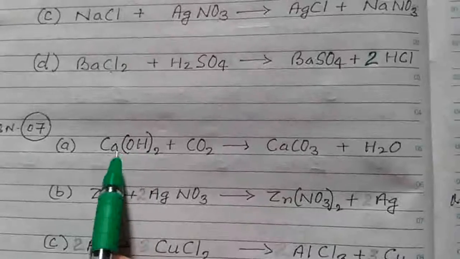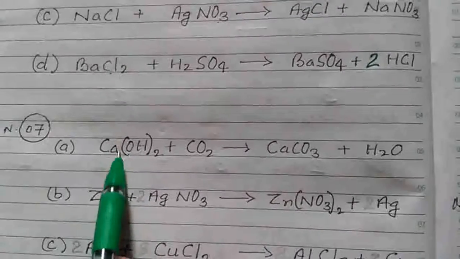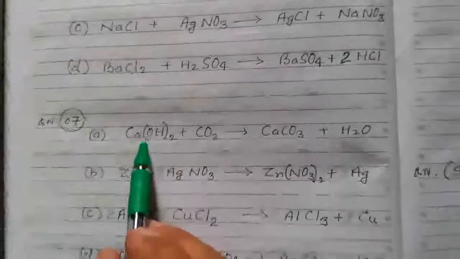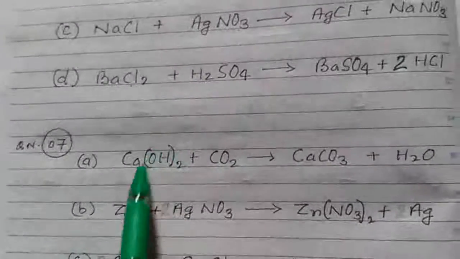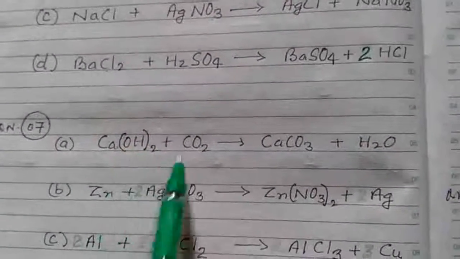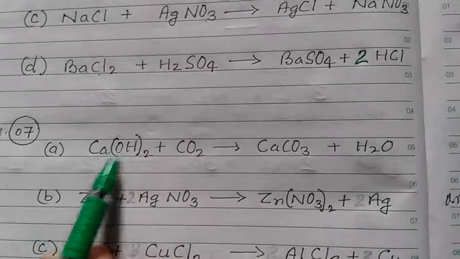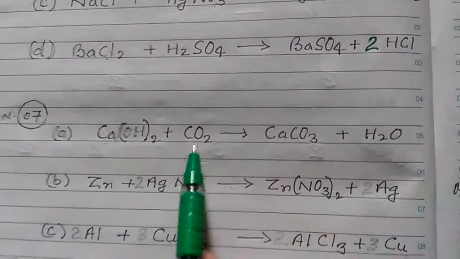So, 1 is not written here. So Ca, 1 atom of Ca, and 2 radicals of OH we can take together. So we will write Ca(OH)2, as calcium has 2 valency and hydroxide has 1. In this way, you can understand.